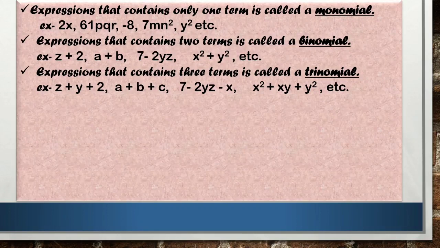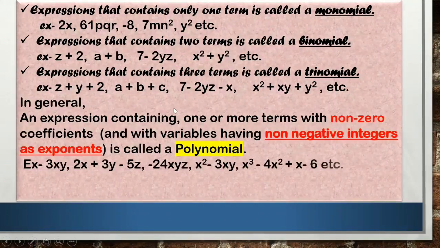Now, if we generalize this, in general, an expression containing one or more terms with non-zero coefficients, coefficient should not be 0, and with variables having non-negative integers as exponents, is known as a polynomial. What do you mean by this? Let me explain this with the help of an example. I have taken this example: x square minus 3xy.